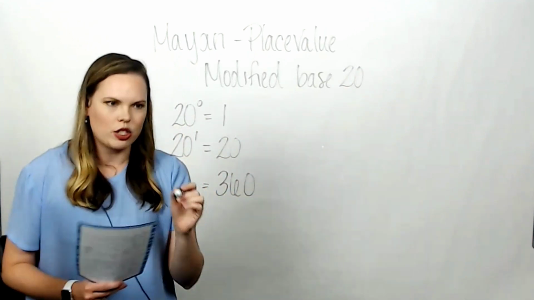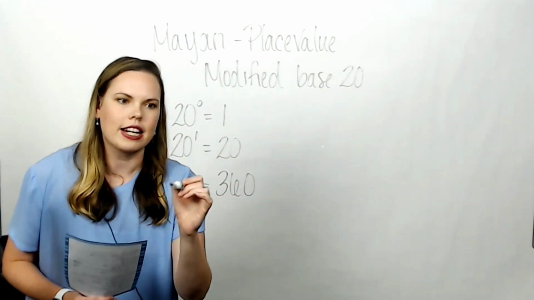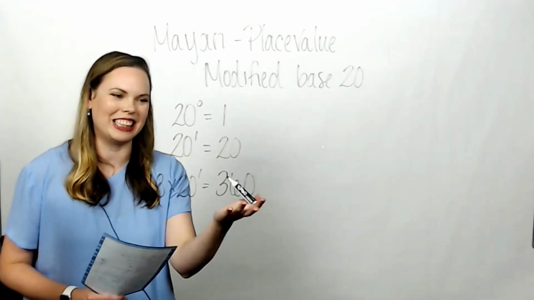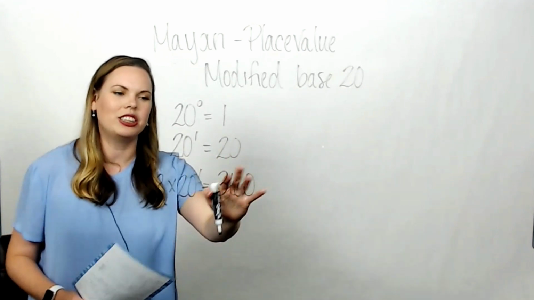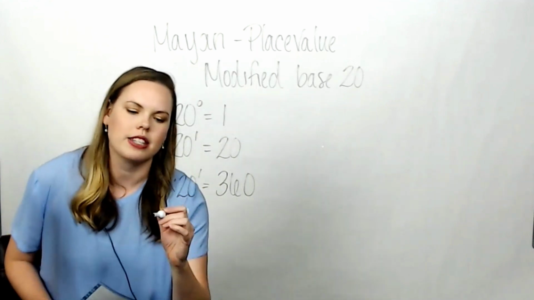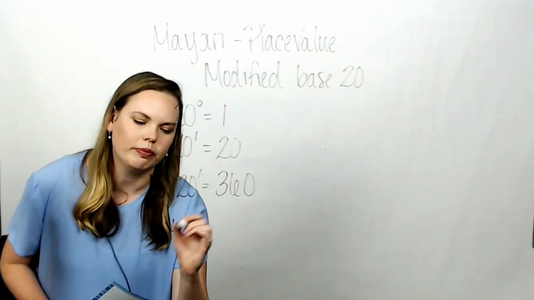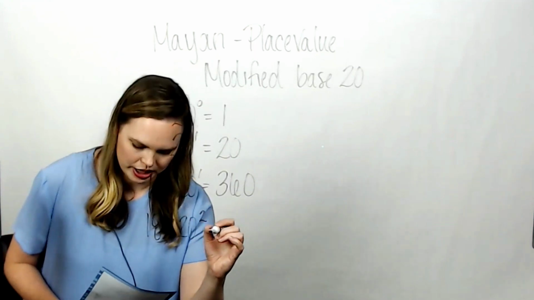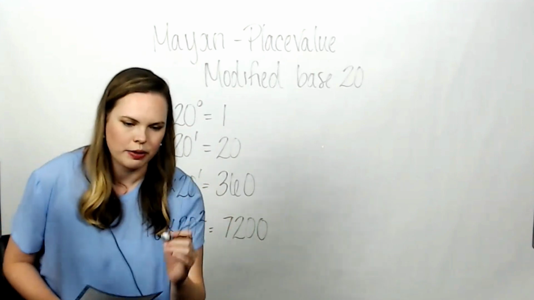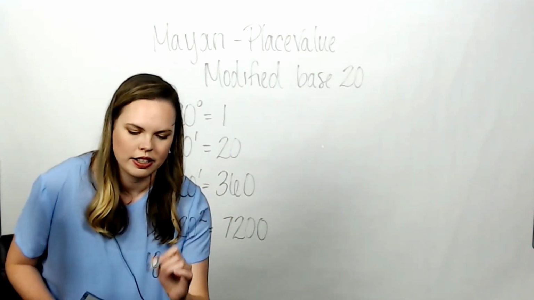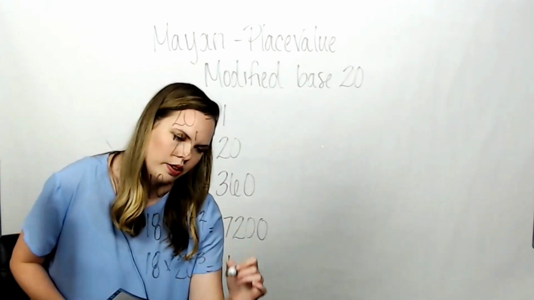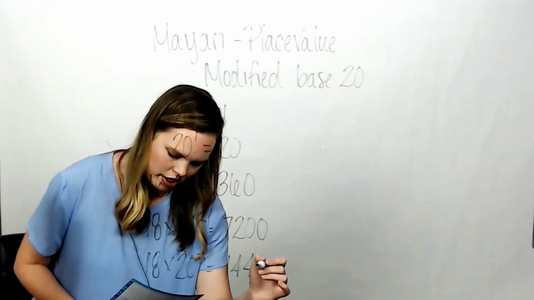So what they did is choose to use 18 times 20 to the first power, which is 360. And they kept up with that. So they took 360 and multiplied it by 20 to get the next place value. You can see that as 18 times 20 squared, which gets us to 7,200. And then their next one is 18 times 20 cubed, which gets us to 144,000.